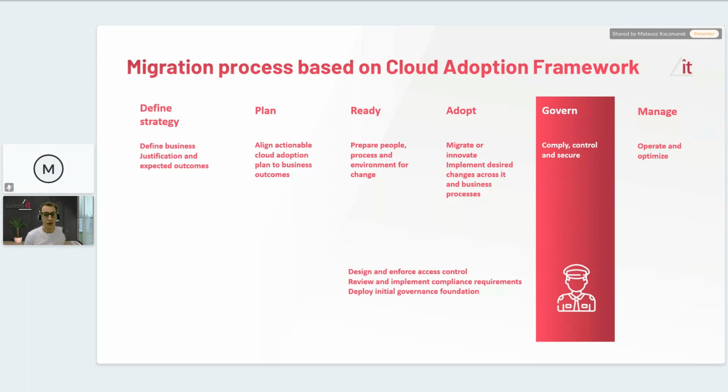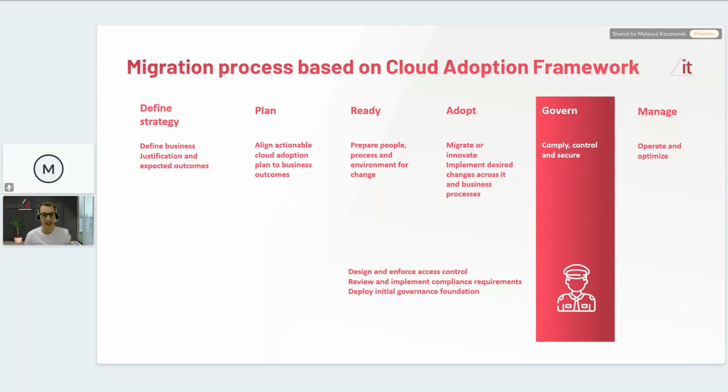First, we need to implement strong governance practices. This means defining who has access to what resources, and establishing clear policies around cloud usage. Having a solid identity access management strategy will be crucial to ensure that only authorized users can access sensitive data and applications in our organization.